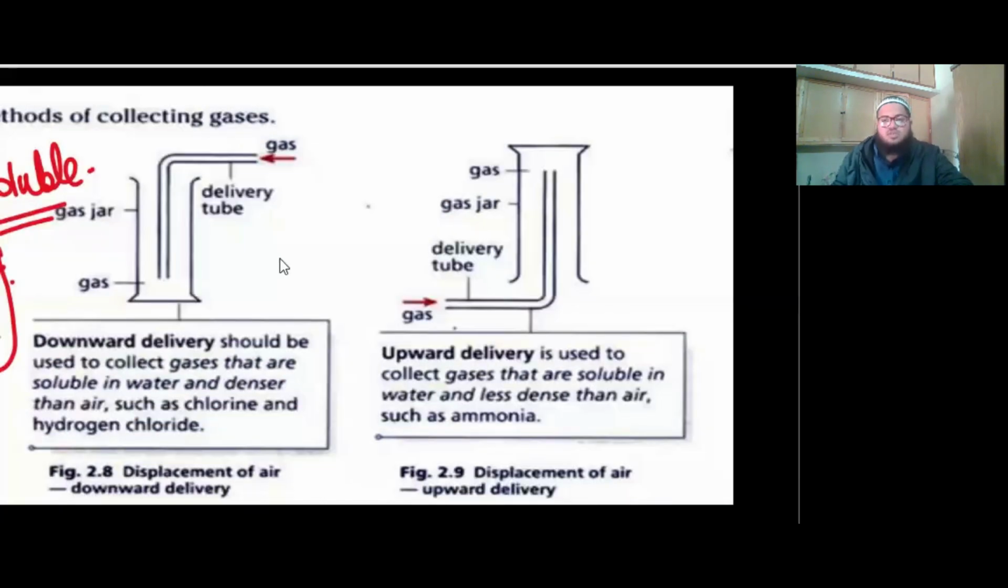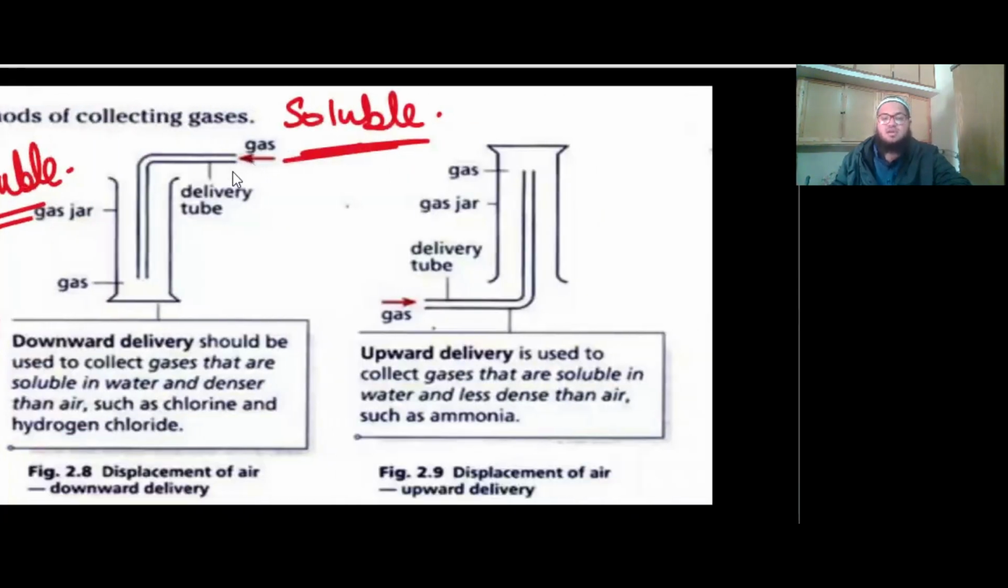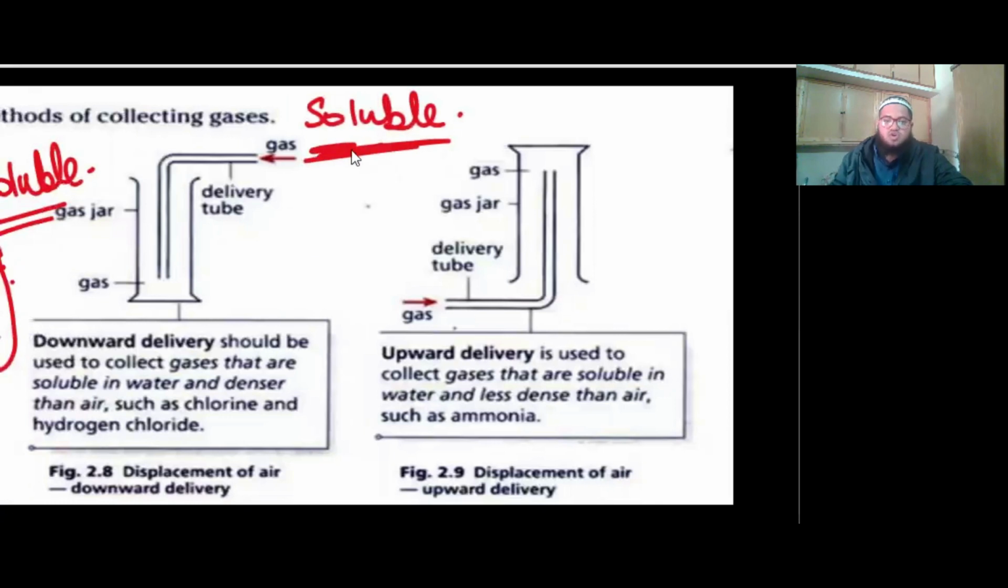Now let's talk about displacement of air. These two techniques are used for gases which are soluble in water, which would dissolve in water if they are used by the previous method. So if they enter the water, they'll dissolve and no gas would be collected, and the method would be wasted. Now, why do we have these two different techniques? Why an upright gas jar and why an inverted gas jar?